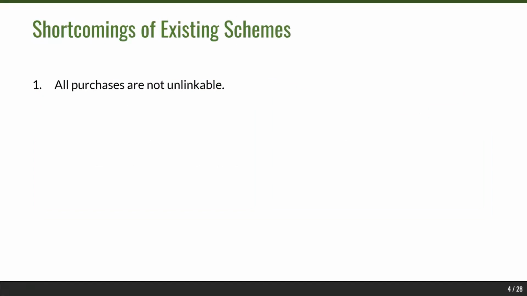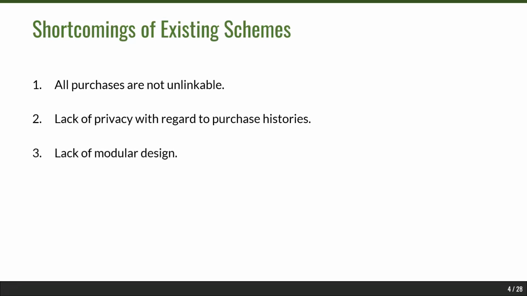Now, when it comes to these existing schemes, there are a few shortcomings. The first is that all purchases are not unlinkable. The second shortcoming is that there is a lack of privacy with regard to purchase histories, as in they reveal too much information. And finally, these schemes lack modular design.